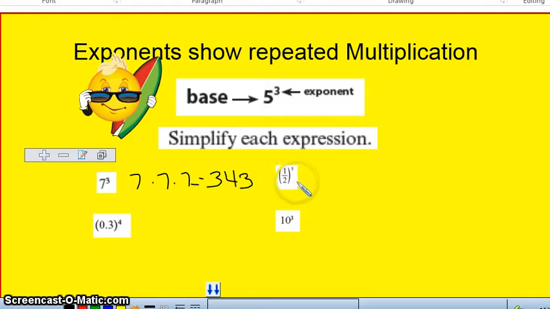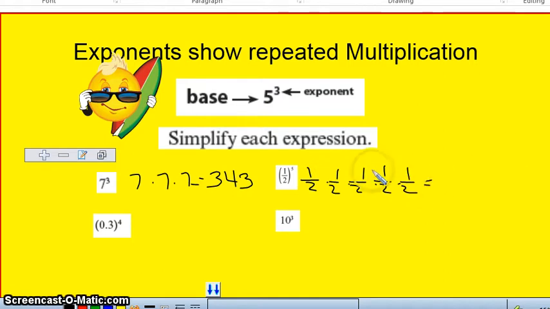Here we have 1/2 to the 5th power. That means that we multiply 1/2 5 times. So we have 1/2 times 1/2 times 1/2 times 1/2 times 1/2. That's 5 times.